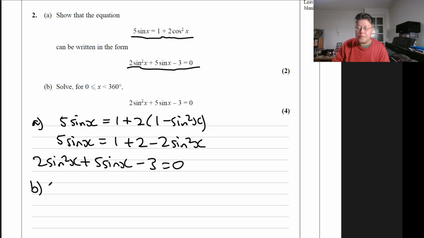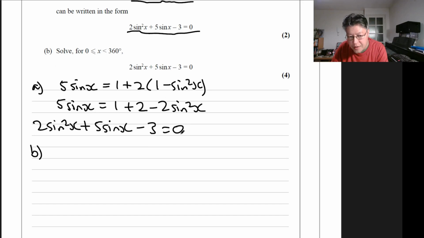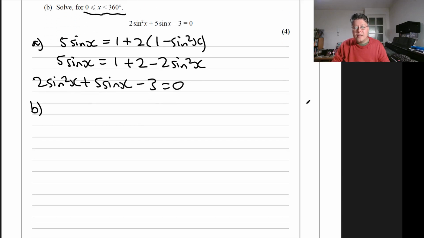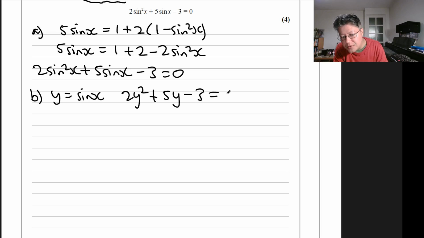And part B, we need to now solve this new equation that we have here between 0 and 360. So this is a quadratic trig equation. We have a sin squared and a sin. So we can make a substitution just to make it a little bit easier. We can let y equal sin x, and we'll rewrite this in terms of y's. That gives us 2y squared + 5y − 3 = 0.